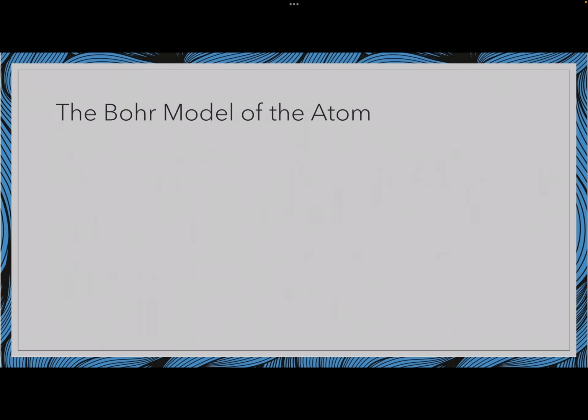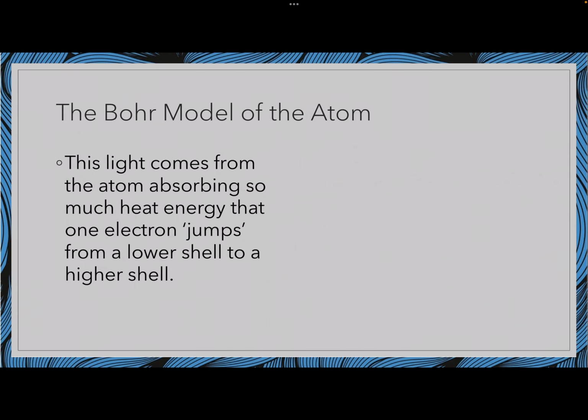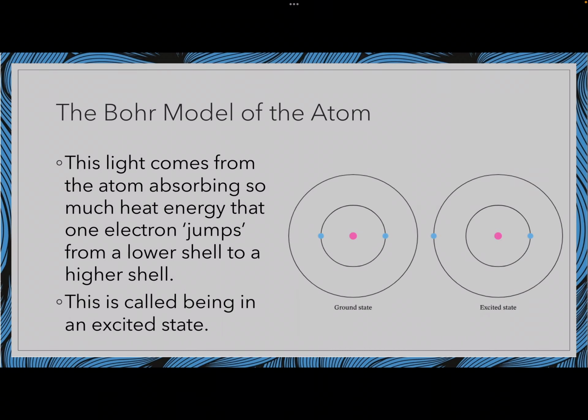Now, why is that? So the light comes from an atom absorbing so much energy that one electron jumps from a lower shell to a higher shell. So we had our 1n, 2n, 3n shells. If we had one in the 1n shell, it can jump up to the 2n shell. Now we call this being in an excited state. So just heat alone can get that electron into an excited state. And the normal state we call a ground state.